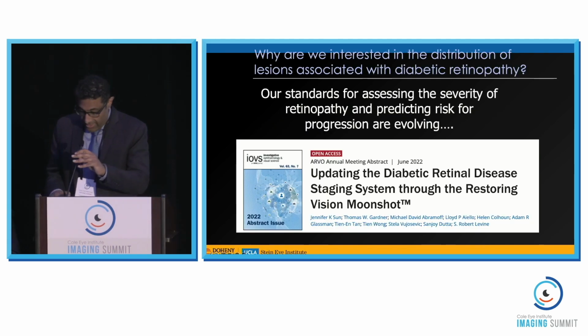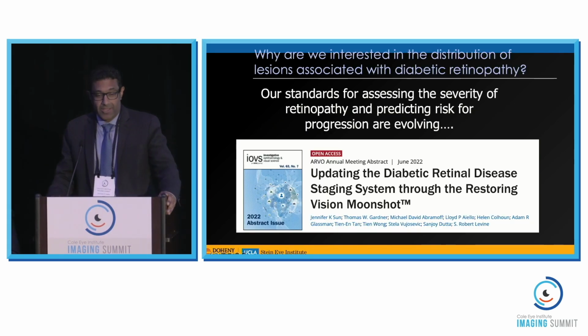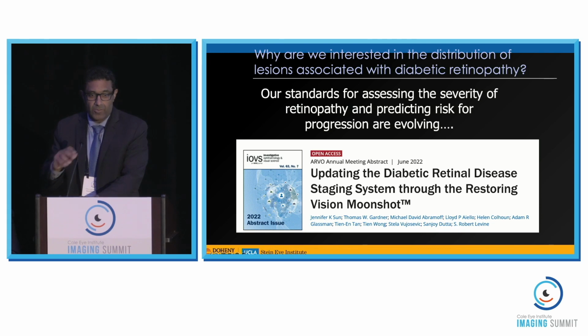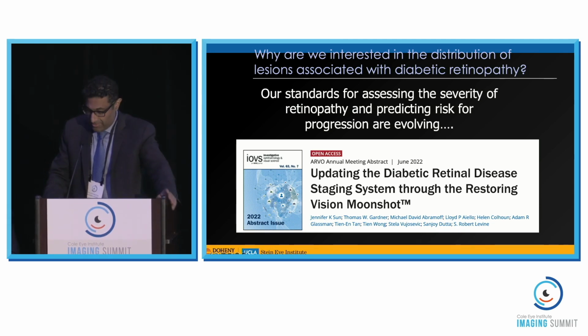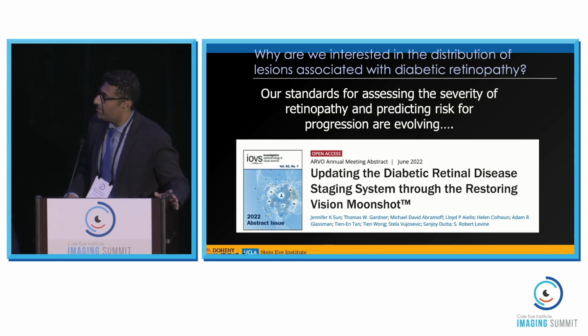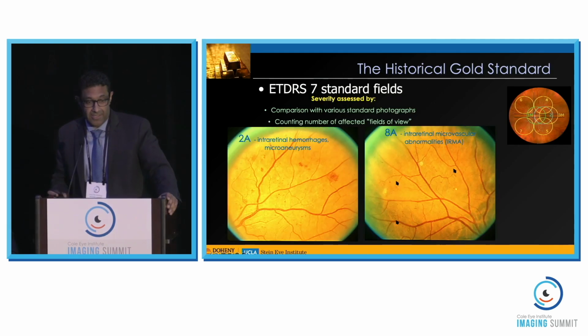So first of all, I want to make the case for why this talk is relevant and why we are interested in the distribution of lesions associated with diabetic retinopathy. Some of you are aware that there is some upheaval in this area. Our standards for assessing the severity of retinopathy and predicting the risk for progression are in a state of evolution. There's this moonshot program asking the question, do we need to rethink our staging of diabetic retinopathy? Aaron alluded to it a bit in his presentation.